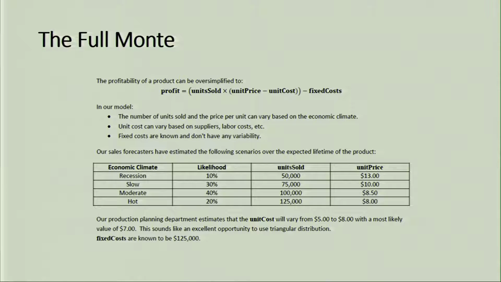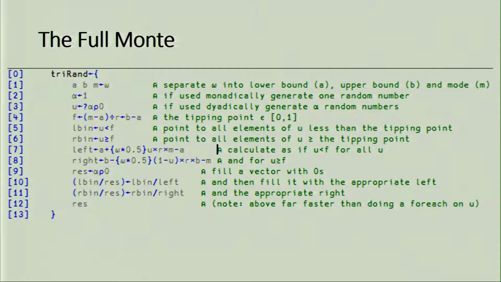There's another point, which is the cost of a unit is based off a triangular distribution. So it's somewhere between $5 and $8, but it's most likely to be $7. And over here, we notice that the fixed cost is constant. So first of all, I realized that I was going to have to create a way of generating random numbers based off a triangular distribution. So I thought I'd show you that function first.